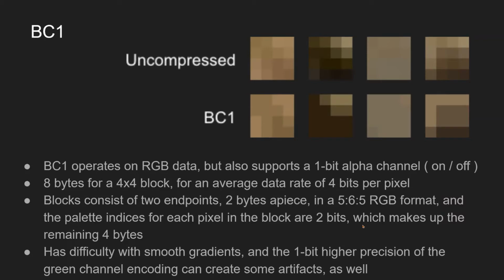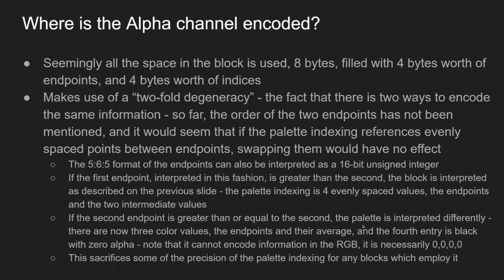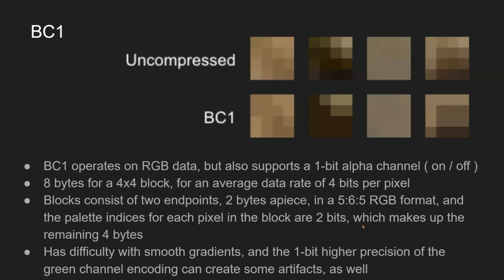So this has issues with smooth gradients, mostly owing to the low precision of the interpolation, and having more bits in the green channel can actually cause some problems there as well. There's some good examples in the original article if you check that out. And so you mentioned the alpha channel, but it would appear that there's not any more space left.